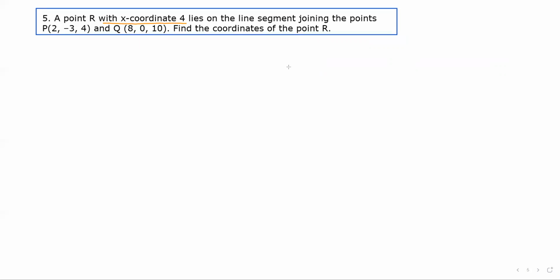So let's draw this. You have P and you have Q. Let point P be (2, -3, 4) and Q is given as (8, 0, 10). Now point R lies on it, we'll name it R. You have to find the coordinates of R. A point R with x coordinate 4. Now ideally we would have taken x, y, z, but the x coordinate of R is already given as 4. So this is (4, y, z).